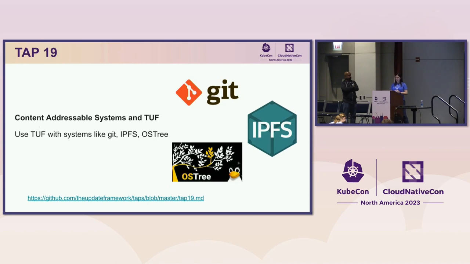And finally, I'll talk a bit about TAP 19, which is for content addressable systems and TUF, to use the TUF model in systems like Git, IPFS, and OSTree. And the interesting thing here is that there are certain security guarantees that already exist in a content addressable system. And so this really looks at how you can combine those with TUF in a way that's secure, you get the union of the security features, while simplifying some of the TUF elements because you don't need the same security property twice. And there's a lot more details in that TAP about how these things interact.